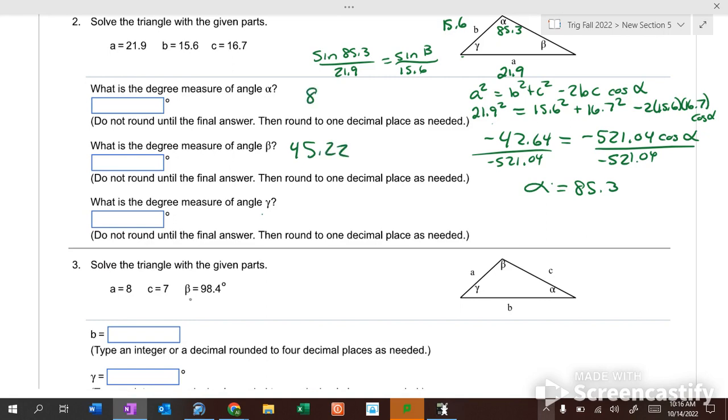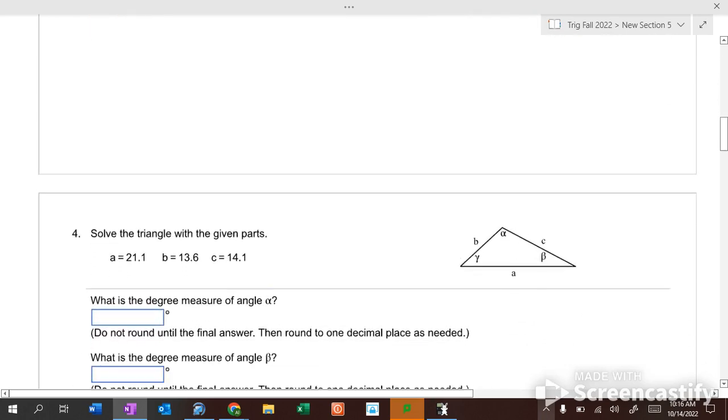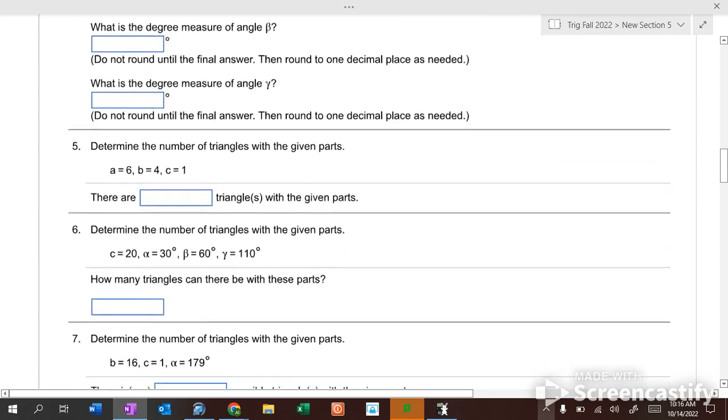This one was 85.3. Round to one decimal place, 45.2. Those add up to 130.5, so this must be 49.5. All right. So you have a couple more of those.